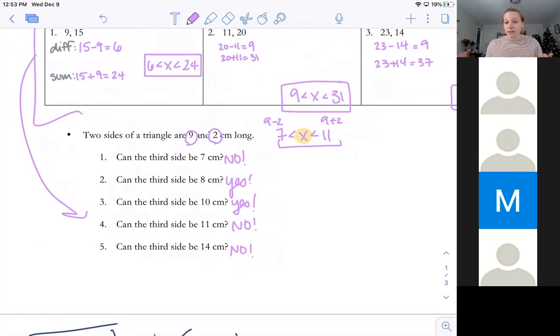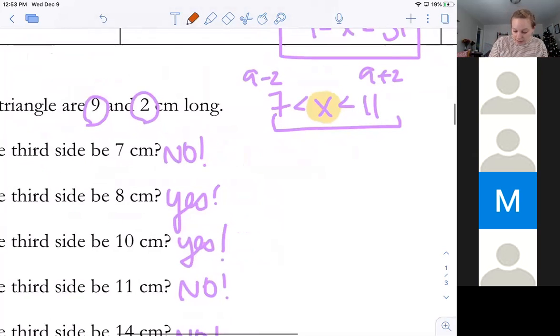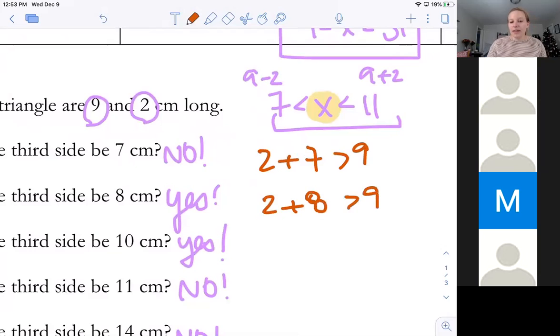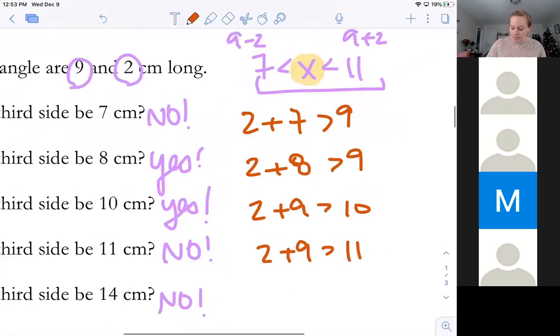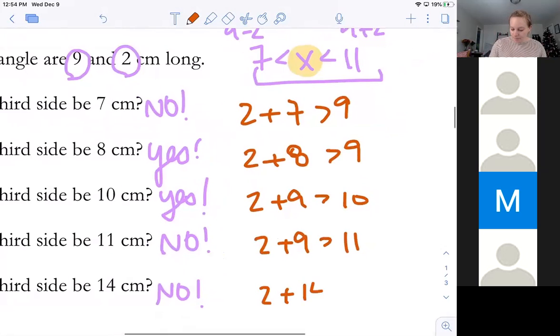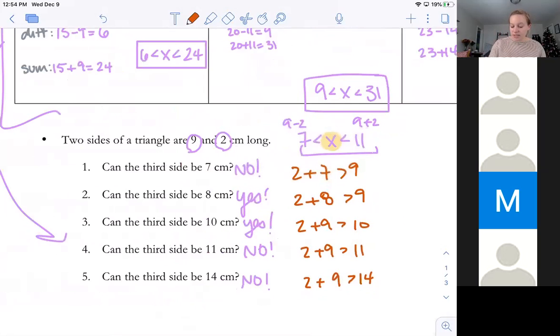So what you could have done is if you didn't think what Megan did, that's totally fine. You can just simply do, okay, is 2 plus 9, or I guess the other way, we do 2 plus 7. Is that greater than 9? Is 2 plus 8 greater than 9? At the end of the day, as we're checking it, you want the two smaller sides to be bigger than the biggest side. So you can do these all where you adjust so that you're checking so that the biggest side is on the right side and the two smallest sides add to be greater. But it's really easy to do the sum and the difference and then just see does it fit or not.